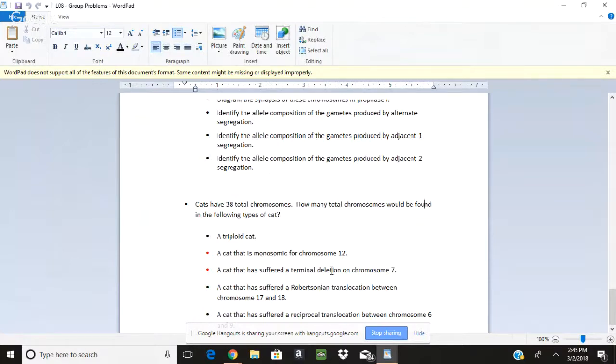D, it's the same story. It's just altering a chromosome, not exactly getting rid of one or adding one. So we still have 38, and E is also the same story. So still 38.